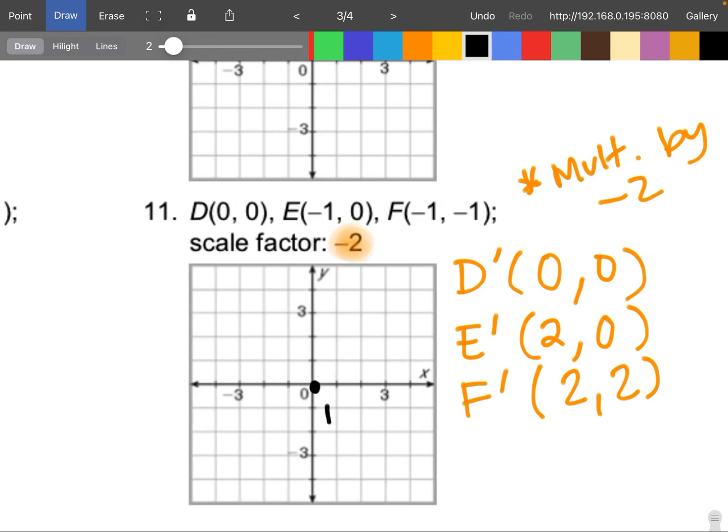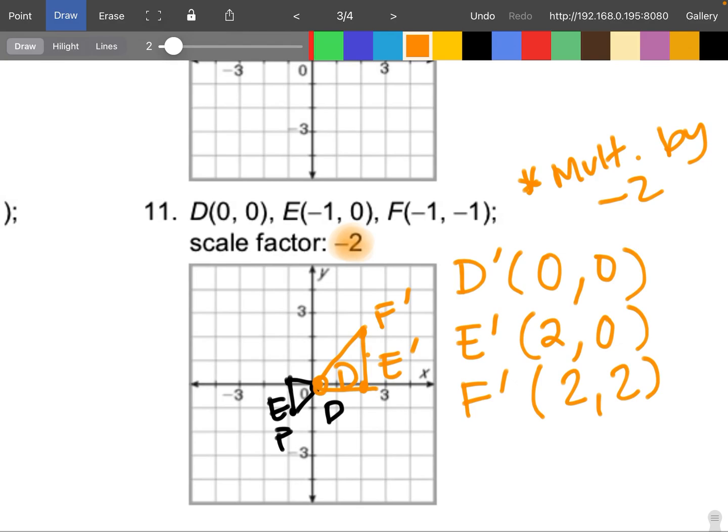So I can graph my original. So you have that little triangle there. And now multiplying everything by negative 2, here's my new D prime. E is going to be now 2, 0. And F is going to be 2, 2. So not only did my image get bigger, it was also rotated 180 degrees.